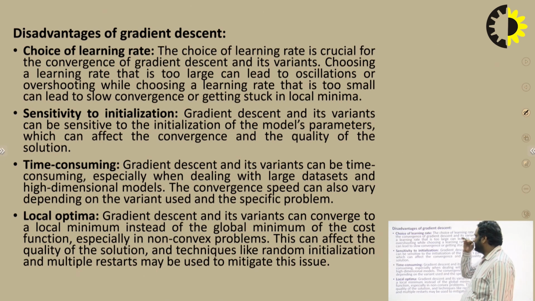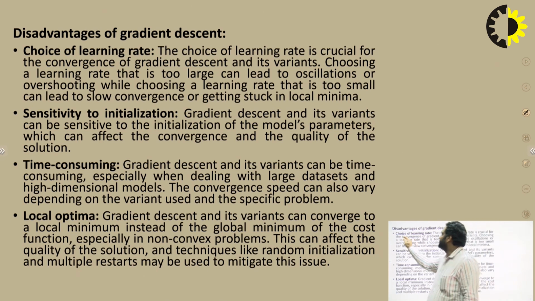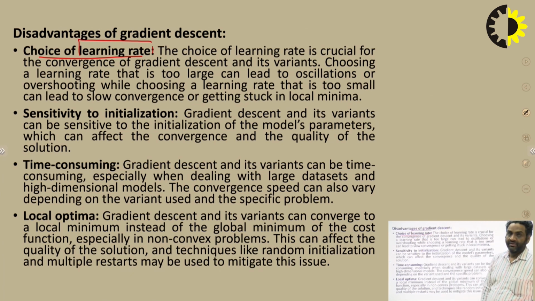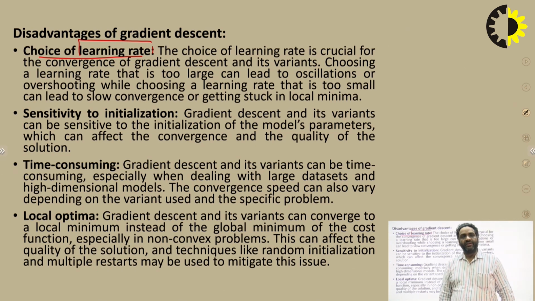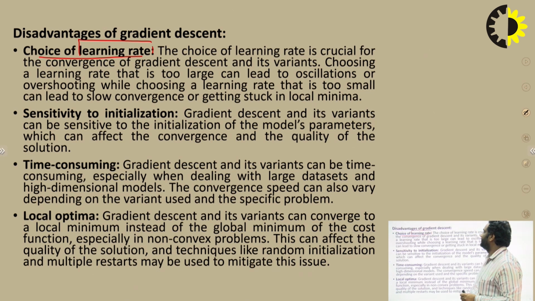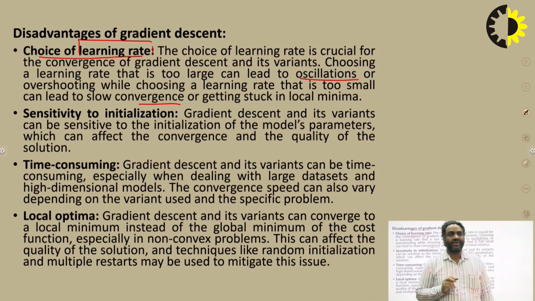Now these are some disadvantages. What is the choice of learning rate? We already discussed what is learning rate. So learning rate is a very, very big disadvantage of gradient descent. The choice of learning rate is crucial for the convergence of gradient descent and its variants. Choosing a learning rate that is too large can lead to oscillations or overshooting, while choosing a learning rate that is too small can lead to slow convergence or getting stuck in local minima. So we need a very specific or very appropriate learning rate.